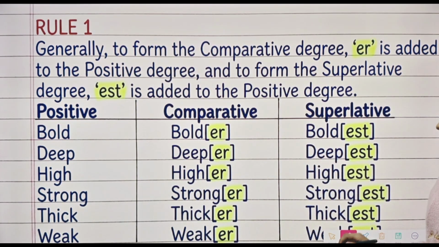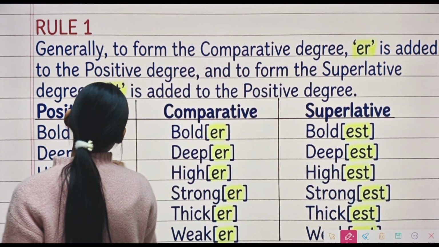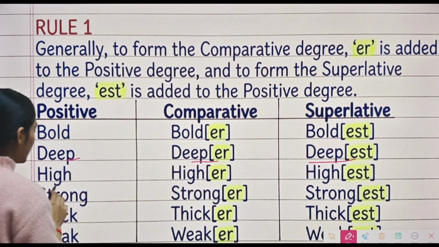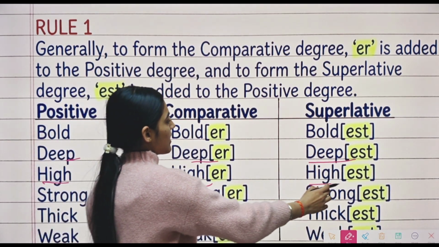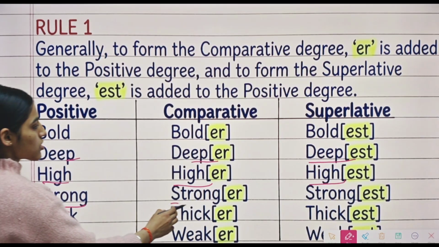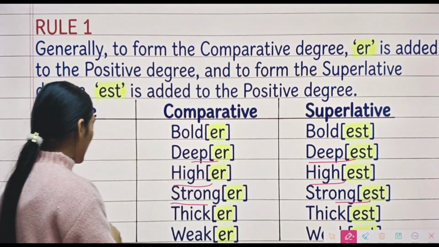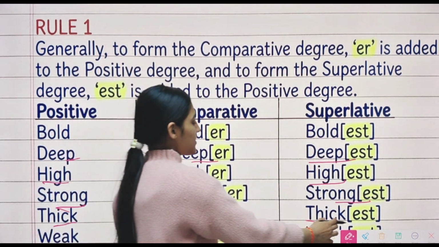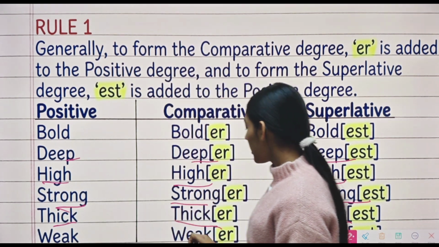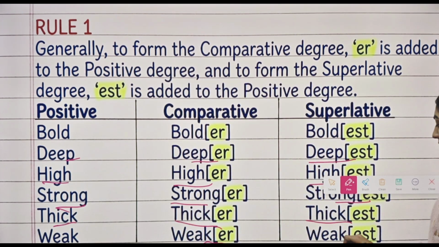All right. Now the second that we have is deep, deeper, deepest. Then we have high, higher, highest. Then we have strong, stronger, strongest. Then we have thick, thicker, thickest. And at last we have weak, weaker, and weakest.